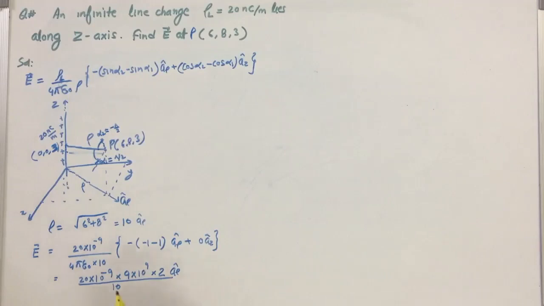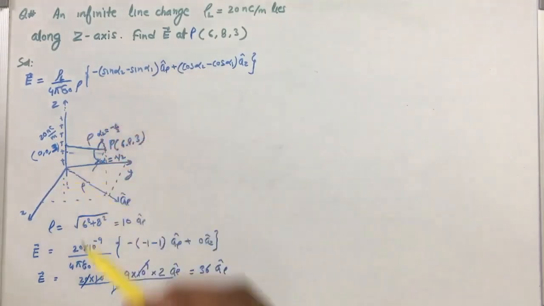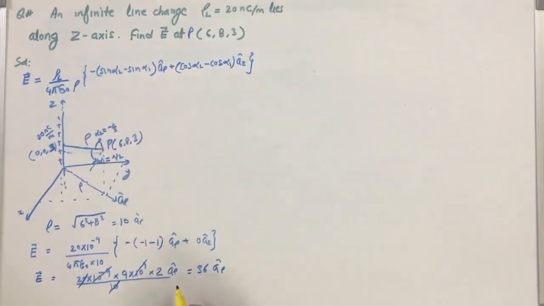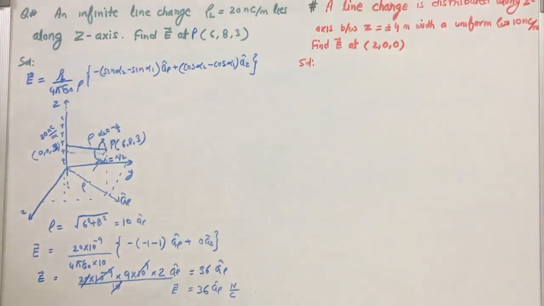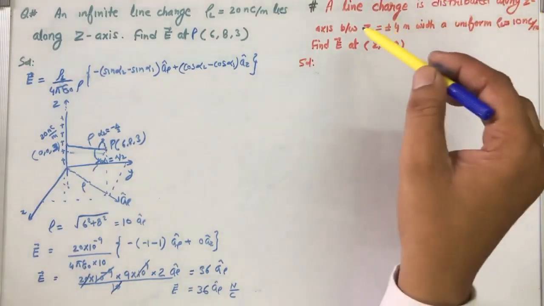Probably it is okay. So now this will be cancelled out. 18 into 2, that is 36 arrow. So this is the final electric field intensity at point P due to this infinite line charge. In this way, the electric field intensity at point P will be equal to 36 arrow Newton per coulomb.